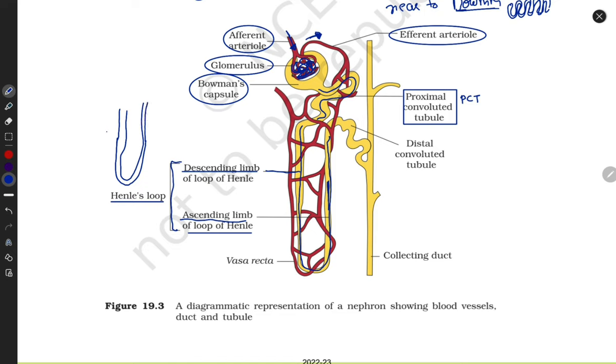The last part of the ascending limb is joined with a highly coiled tubule. We call it the distal convoluted tubule. No, it's DCT. Distal means away, proximal means near. Near to what? Bowman's capsule. And distal is away from Bowman's capsule. And this distal tubule opens into the collecting duct. Next, this collecting duct is joined with the ureter. So this is the structure of the nephron.